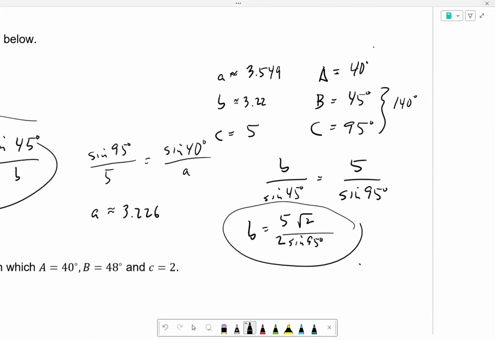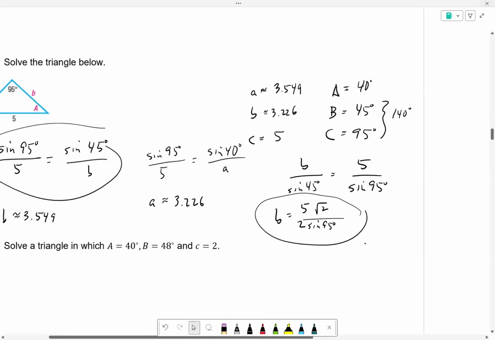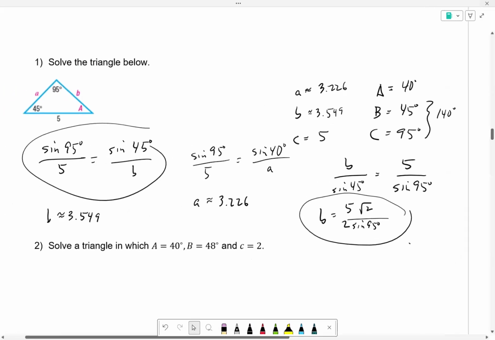Is that what you said? 3.226. I think that's what. Okay, so isn't it reversed? I think it's, oh, did I reverse it? 3.226. Thank you.